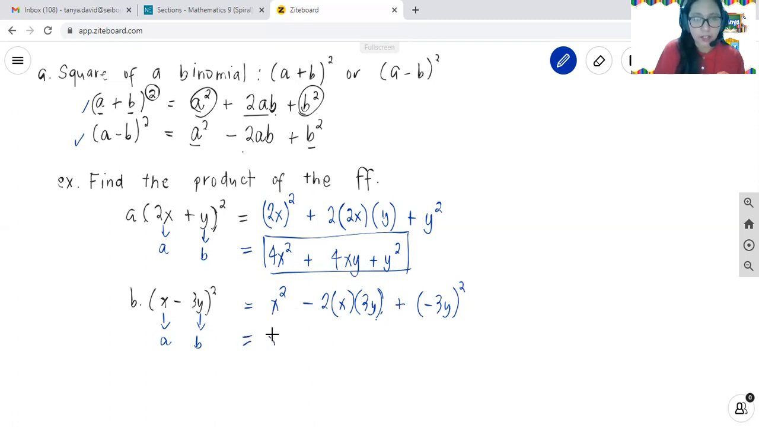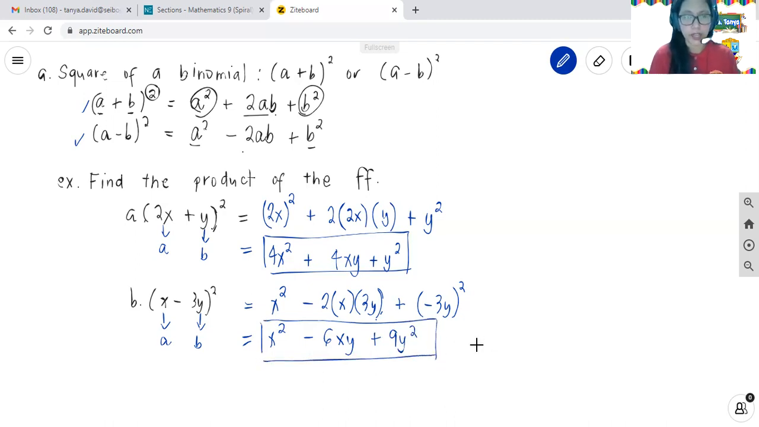So we will have x squared minus 6xy plus 9y squared. This is now the product of x minus 3y quantity squared. So again, all you need to do is to look at the expression, which pattern does it fit. If it's similar to a certain pattern, then you follow the pattern of its answer.